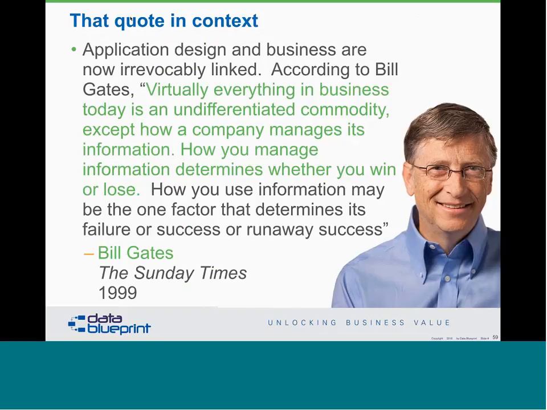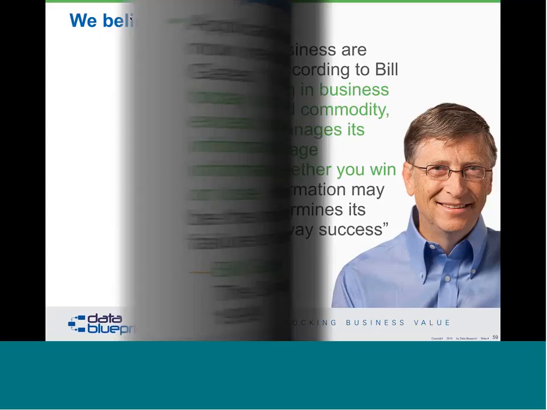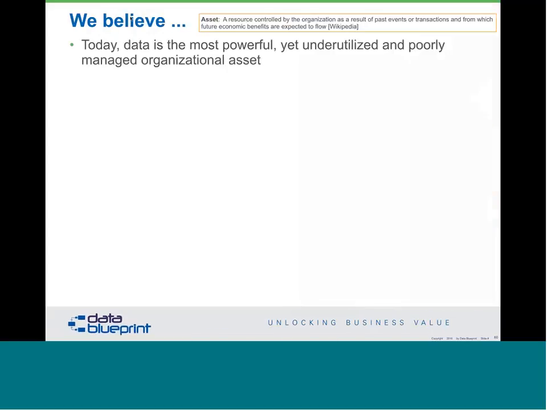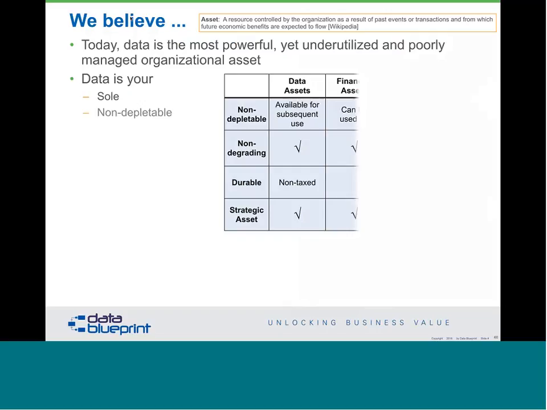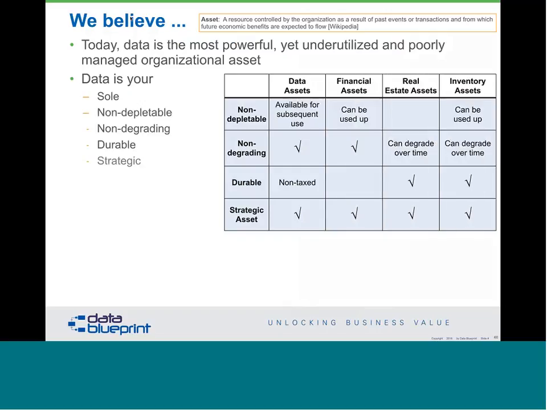How you use information may be the one factor that determines its runway success or failure from a business model perspective. What this means is we have to get people to understand the same things that we do here at Data Blueprint, which is that data is our most powerful, underutilized, and poorly managed organizational asset. It is the only non-depletable, non-degrading, durable strategic asset that is possessed by any organization. And as an asset, people understand that they need to treat it better.